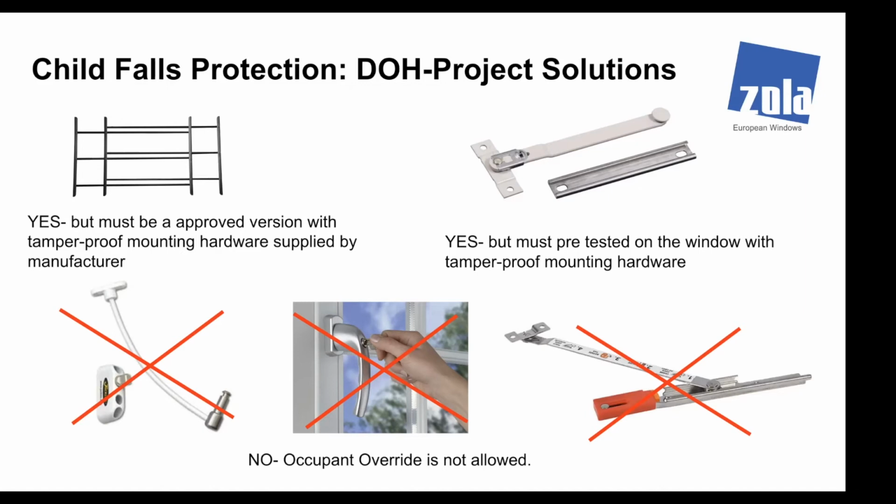So with that, there are some windows where we can't get 150 pounds worth of connection. Getting the correct screw to hold 150 pounds of force on a UPVC window is quite difficult. So DOH actually has very limited solutions. They won't allow post-market. They won't allow anything that has an occupant override that isn't permanent, and they won't allow anything that ships without hardware, because the hardware has to be tamper-proof and you can't remove it. So all screws have to be one-way screws, and they have to be tested to hold to the 150.